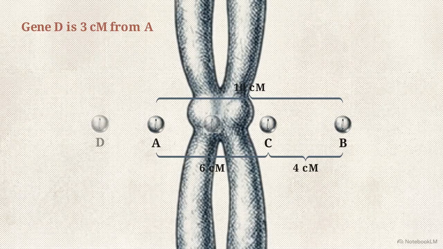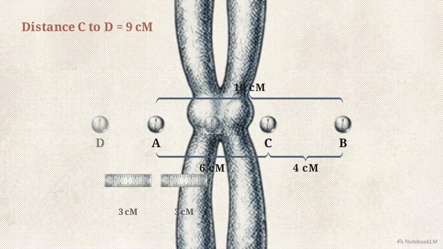Now for gene D. We know it is 3 units from A. This allows for 2 possibilities. D could be 3 units to the right of A, inside the segment, or 3 units to the left, outside the segment.